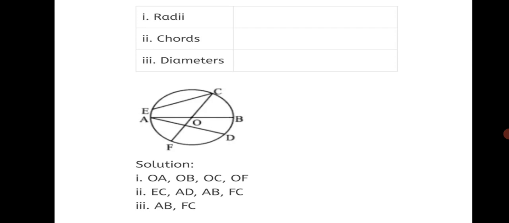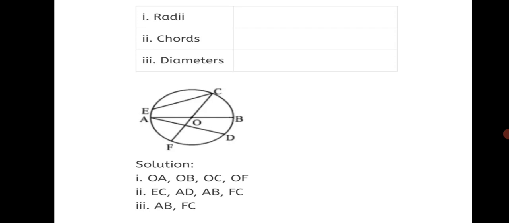Now, diameters. Diameters are the chords which pass through center of the circle. So we have two in this diagram. So we have chord AB and diameter AB and diameter FC. Okay. A diameter is also the longest chord of a circle.